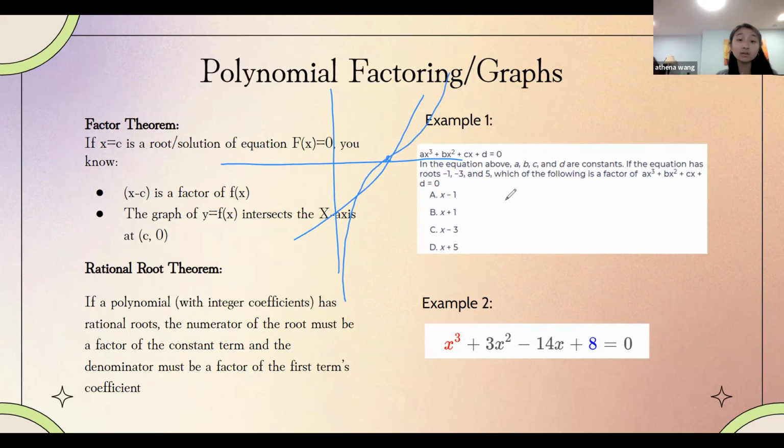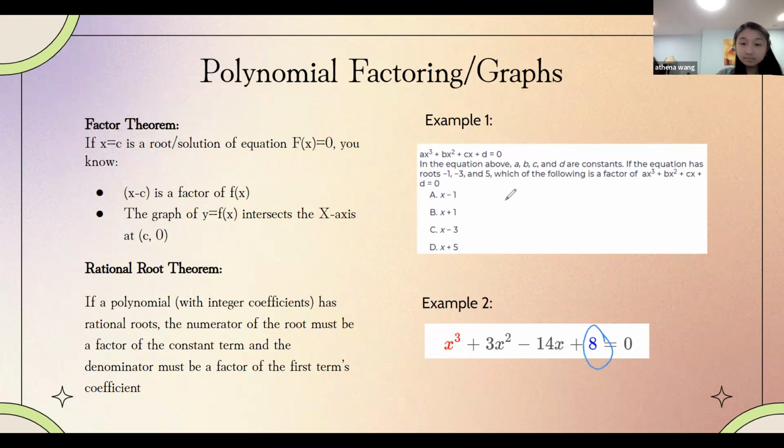And then we also have the rational root theorem. So this is if a polynomial with integer coefficients has rational roots, the numerator of any of these roots must be a factor of the constant term, and the denominator must be a factor of the first term's coefficient. So in this case, it would be a 1. And these can be negative too.